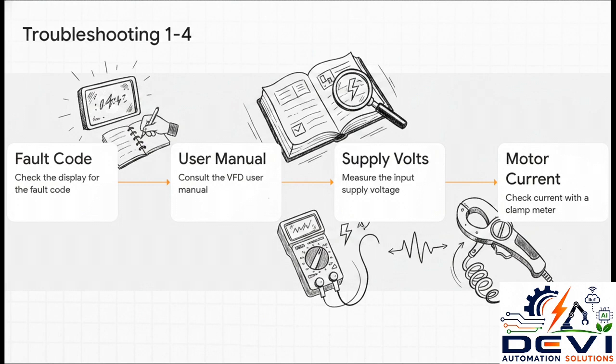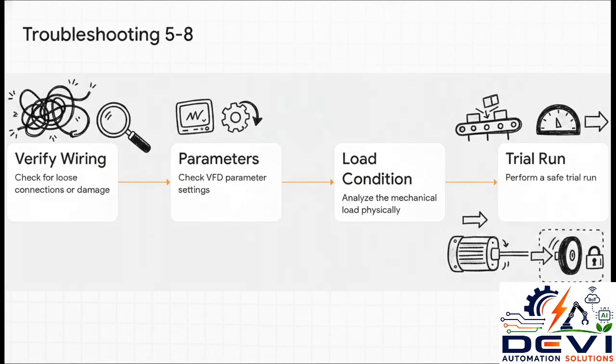Next, consult the user manual. I can't stress this enough. Every manufacturer uses specific subcodes, so that manual is your absolute best friend. After that, grab your multimeter and measure the supply voltage coming into the drive to ensure it's stable. Then, check the motor current using a clamp meter to see if that motor is pulling more amps than it's actually rated for.